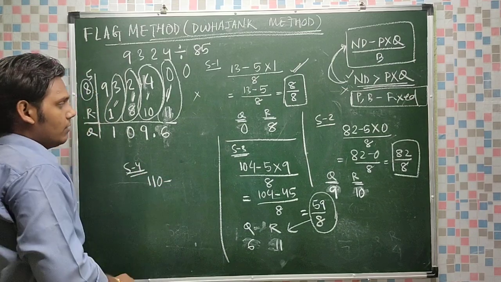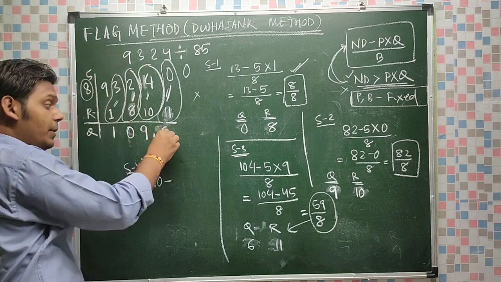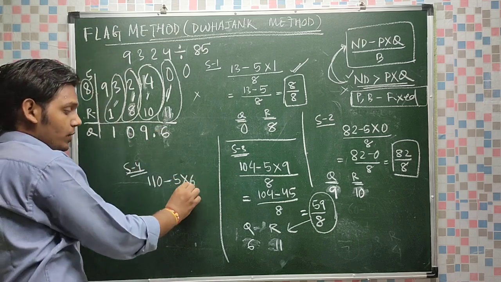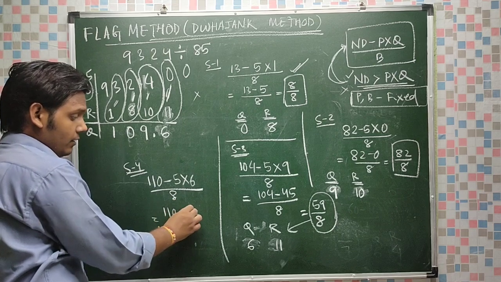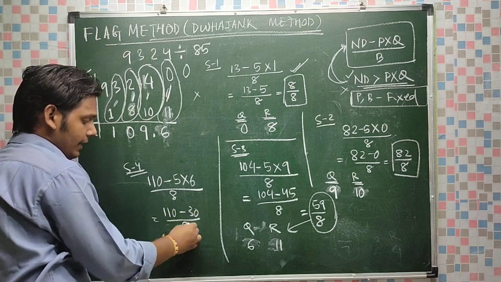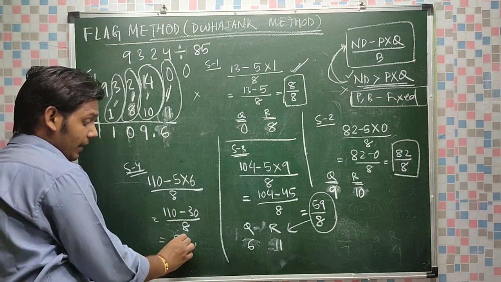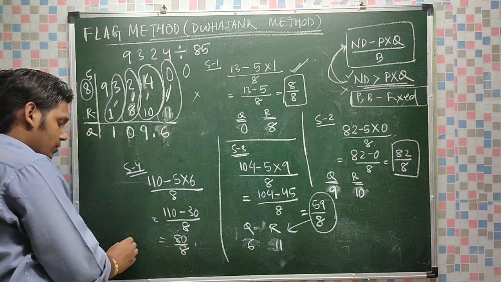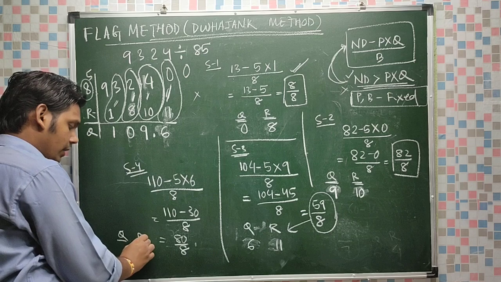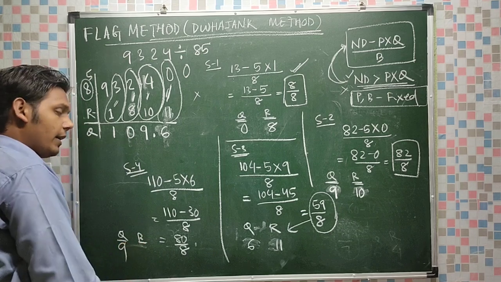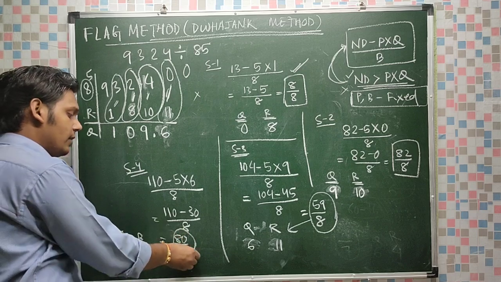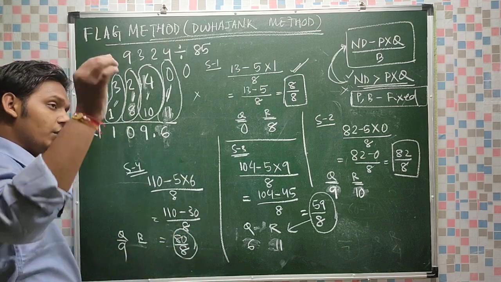110 minus 5 into 6, power into quotient, divided by the base. That is 110 minus 30 by 8. That means 80 by 8. Again, should I take 10 as the quotient and 0 as the remainder? Never. I need to take 9. If such a condition arises, you don't need to take 10. Always you have to start from 9.